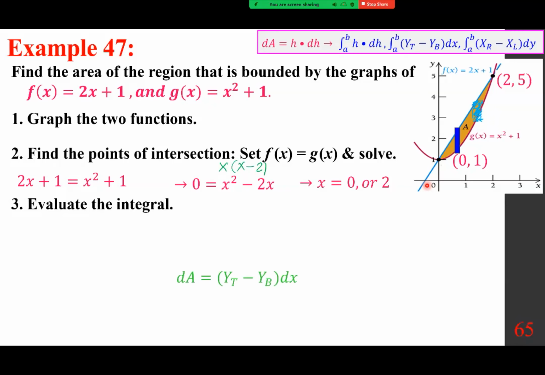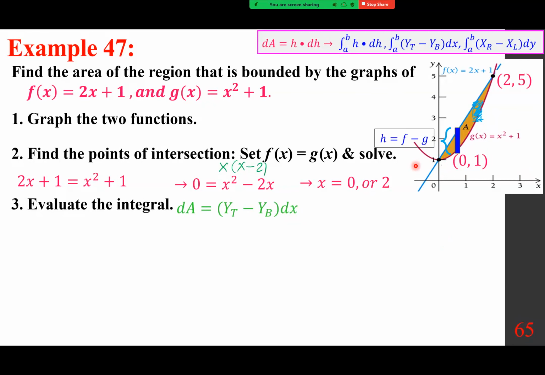So dA is y of the top minus y of the bottom, and dx, because you move it along the x-axis. So this increment of the area, you move it this way. Therefore, it creates this width of dx. And so here's the height, the top f minus the bottom g. As I said, the width is dx. f is 2x plus 1 minus g is x squared plus 1, dx. And so we take the integral of this from 0 to 2.